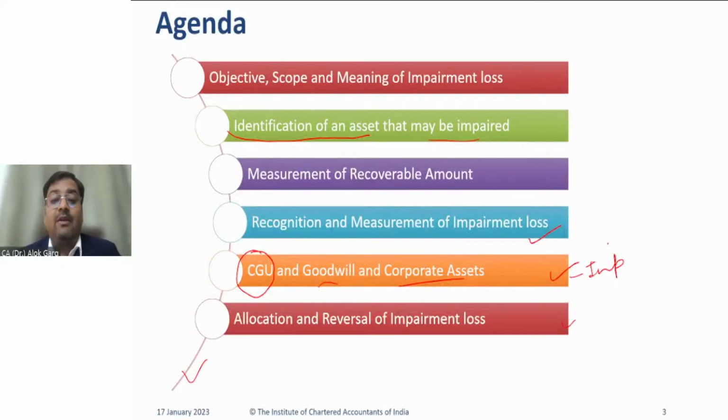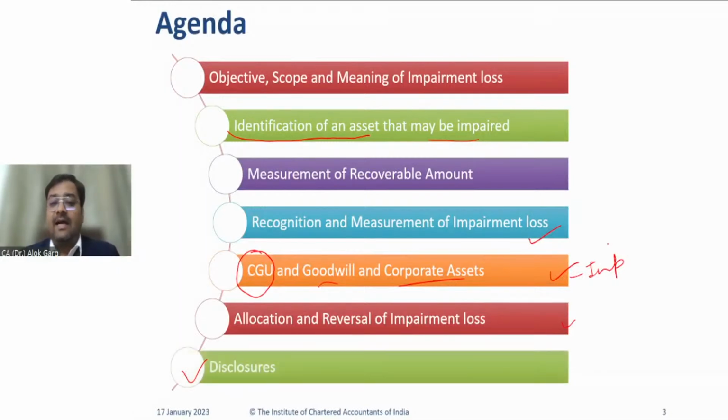Can the impairment loss be reversed? Right, the answer is yes. So if the impairment loss can be reversed, how to reverse an impairment loss, we will be talking about this also. Then the last point is disclosure, right? Disclosure.